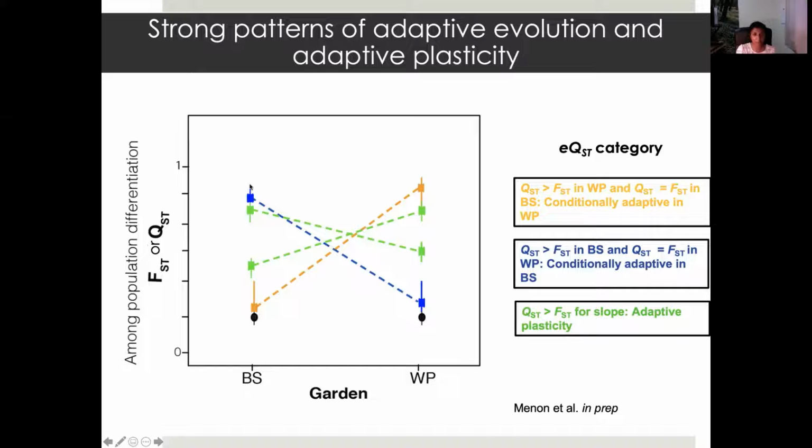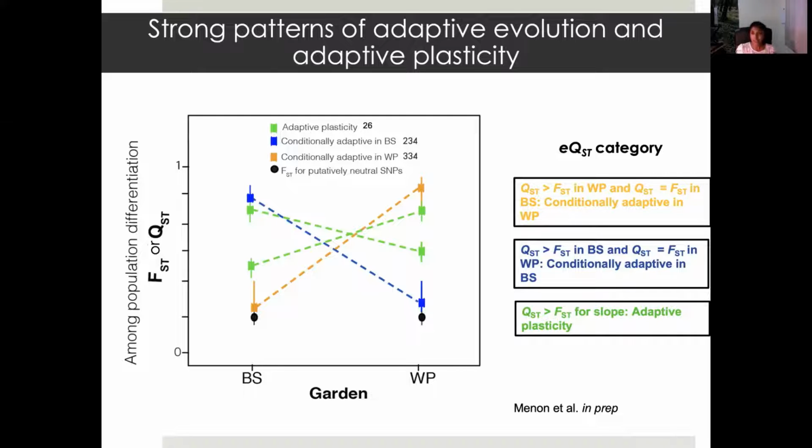So overall, across the two gardens, by using this QST-FST comparison, I identified 334 transcripts which were conditionally adaptive in White Pocket, represented by the orange, 234 that were conditionally adaptive in Bear Springs, and about 26 transcripts that exhibited signals consistent with adaptive plasticity.